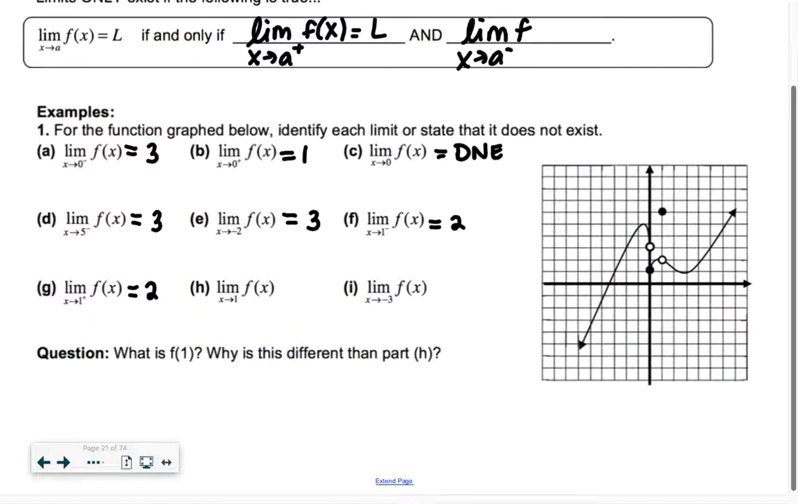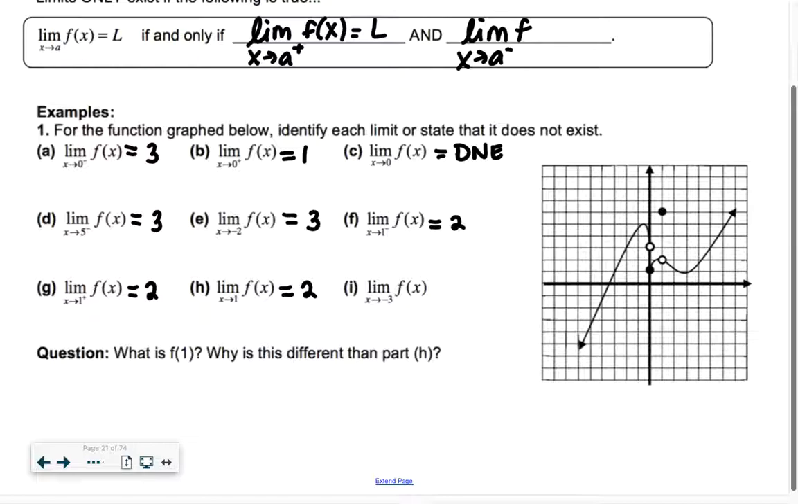Like the open versus the closed, yeah. It's whatever's along the curve. So imagine using that t-table that we were doing and plugging in numbers that are getting closer and closer to it. If I was going towards 1 from the right, I would plug in like 2, 1.5, 1.1, 1.01, getting closer and closer to that one. Does that make sense? In your equation, yeah, if you had some kind of function. All right, so the limit as x goes to 1 in general would be 2.